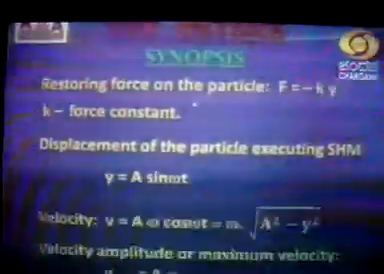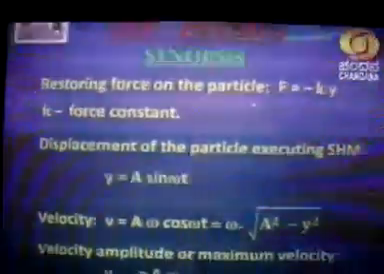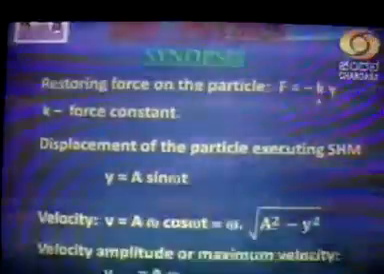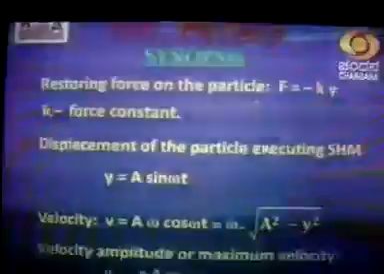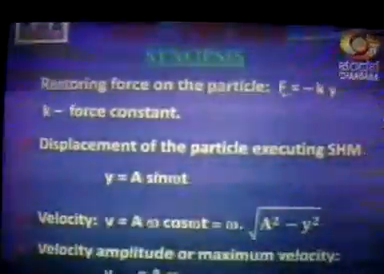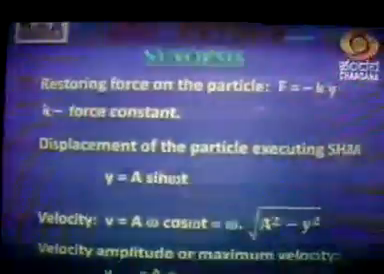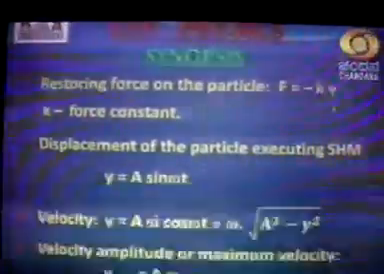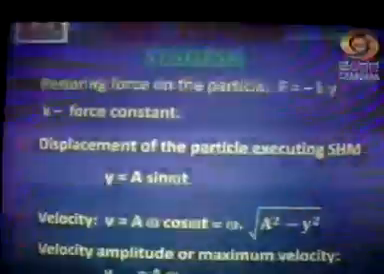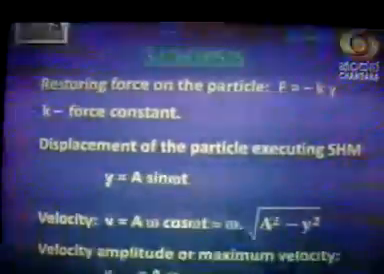First, let's look at the synopsis. Restoring force on the particle executing SHM is given by F equal to minus ky. For a particle to execute SHM, force is compulsory, that is known as restoring force. It is equal to minus ky, where k is the force constant and y is the displacement of the particle from the mean position.